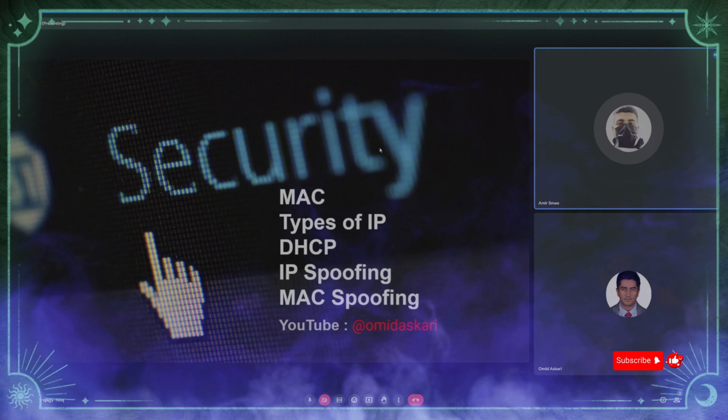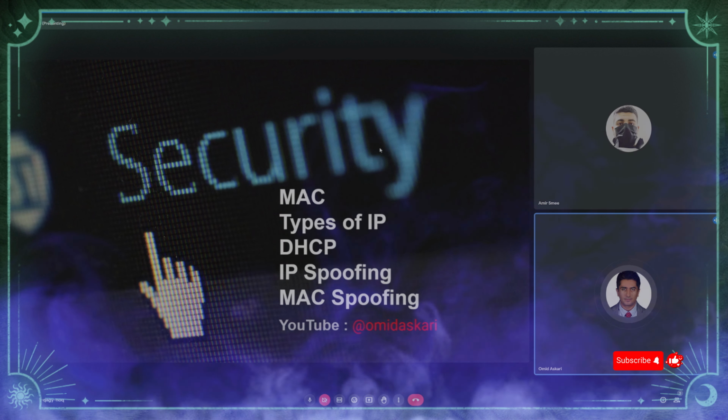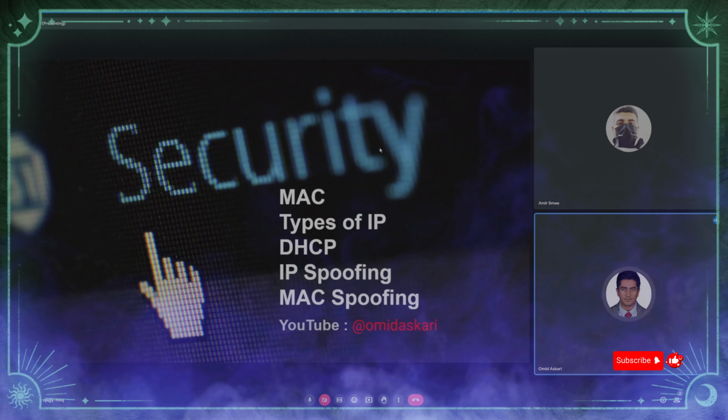Part of your answer is true, but part of it is not. It's better to say that MAC spoofing, like IP spoofing, is a technique that allows an attacker to change their MAC address to make it appear as if they are a trusted device on a network.